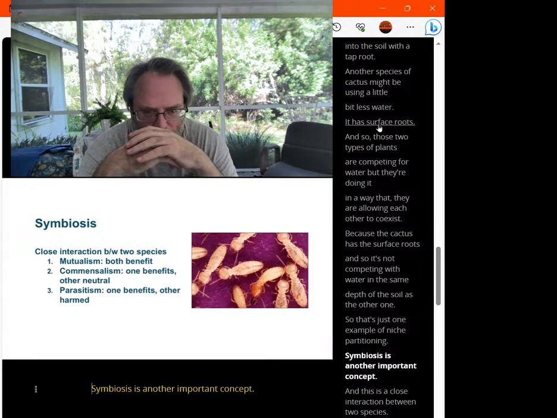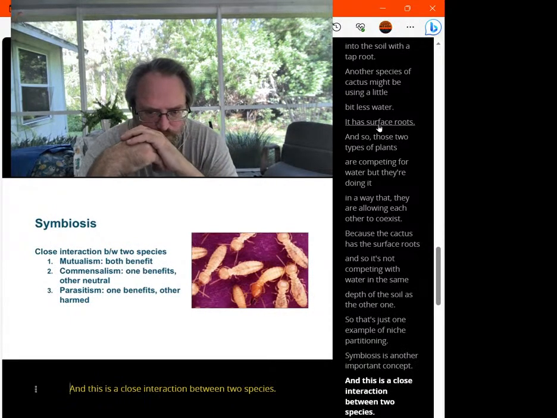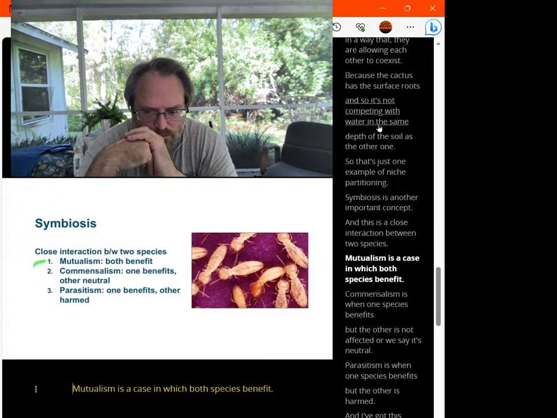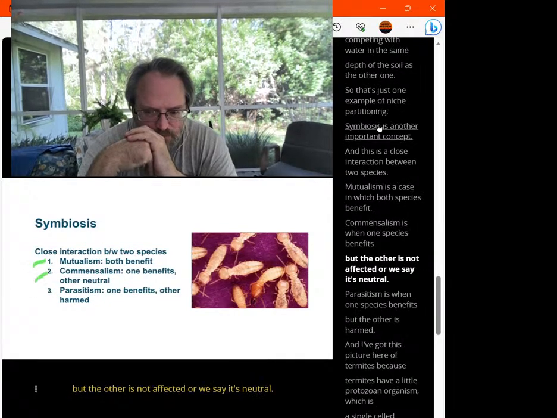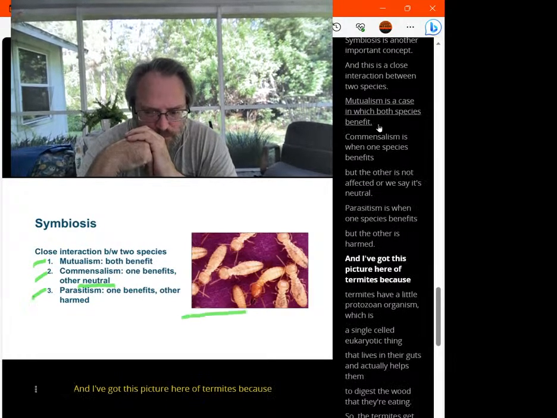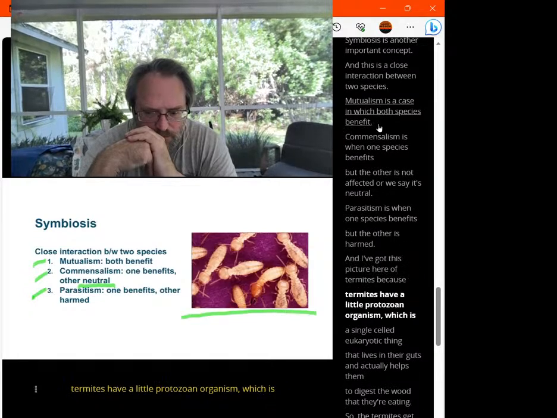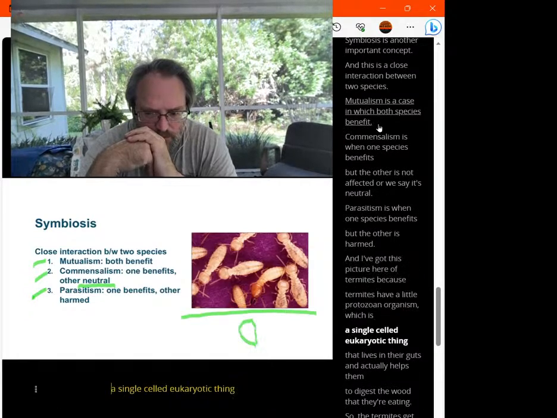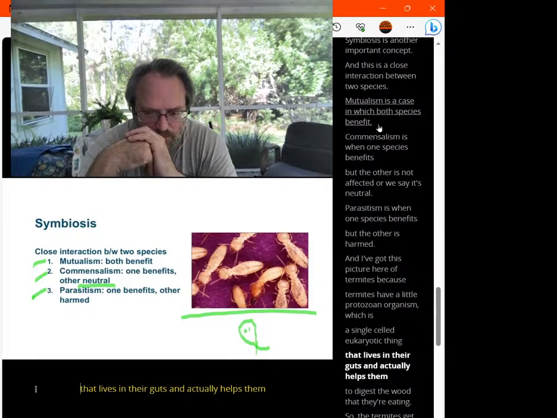Symbiosis is another important concept, and this is a close interaction between two species. Mutualism is a case in which both species benefit. Commensalism is when one species benefits but the other is not affected, or we say it's neutral. Parasitism is when one species benefits but the other is harmed. And I've got this picture here of termites because termites have a little protozoan organism, which is a single-celled eukaryotic thing that lives in their guts and actually helps them to digest the wood that they're eating.